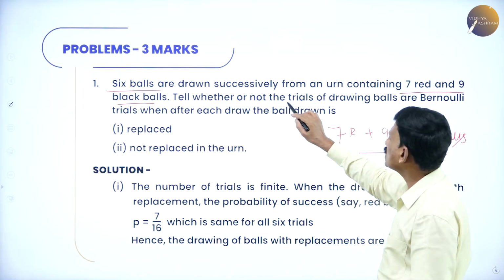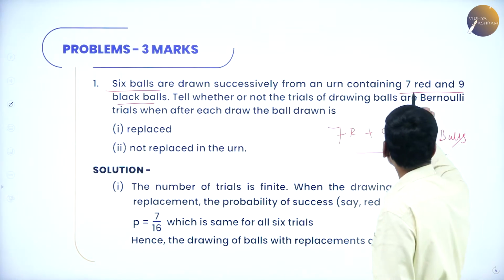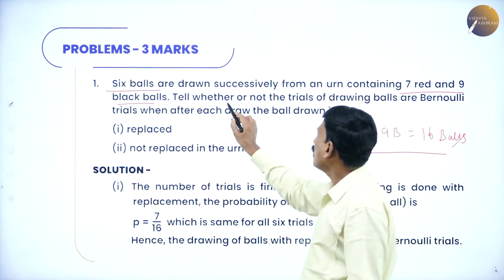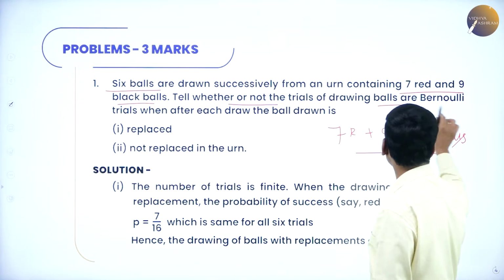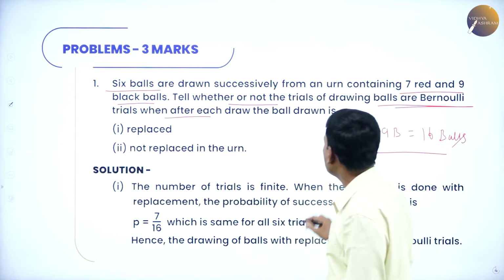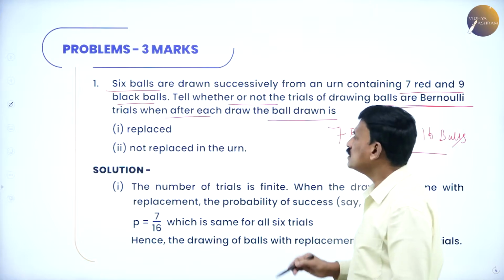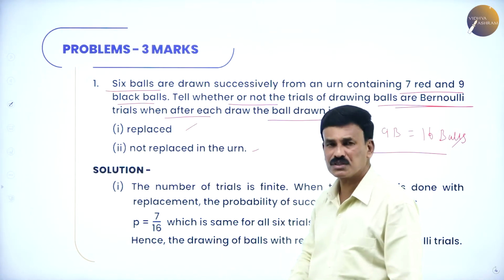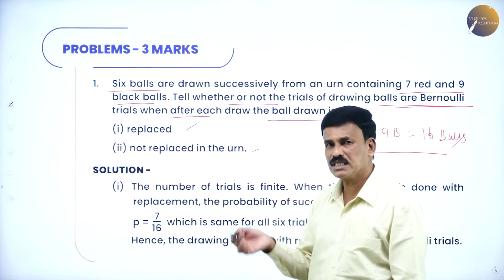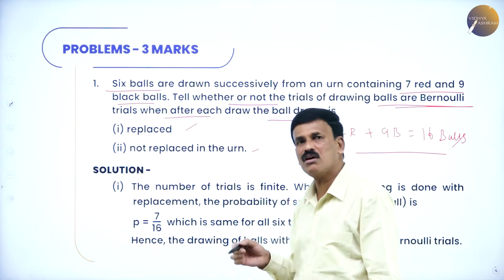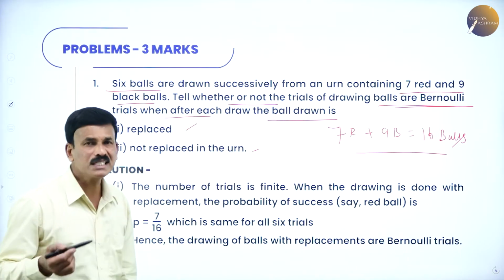Six balls are drawn successively from an urn containing 7 red and 9 black balls. Tell whether or not the trials of drawing balls are Bernoulli's trials when after each draw the ball is replaced and not replaced in the urn. So, with replacement and without replacement, say whether it is a Bernoulli's trial or not. This is also a simple example.